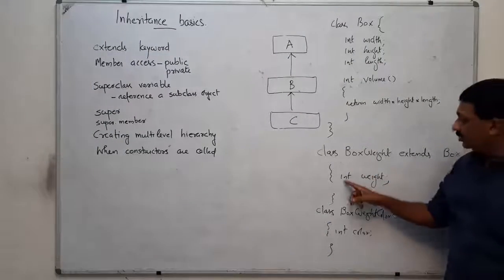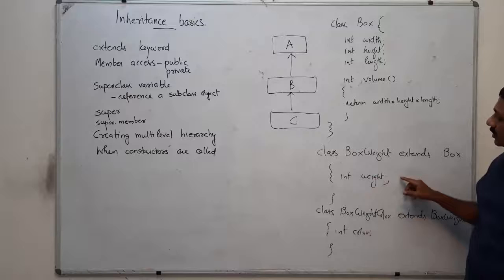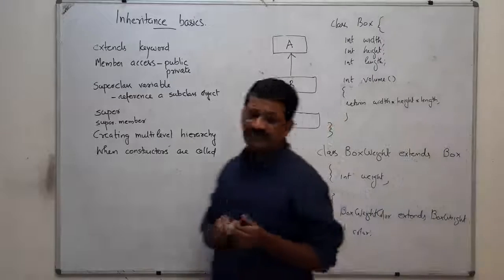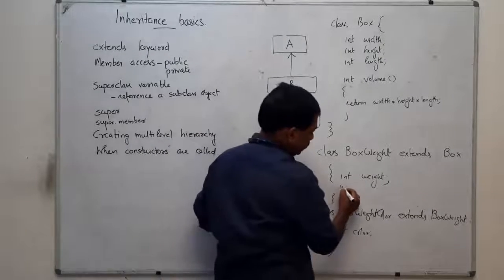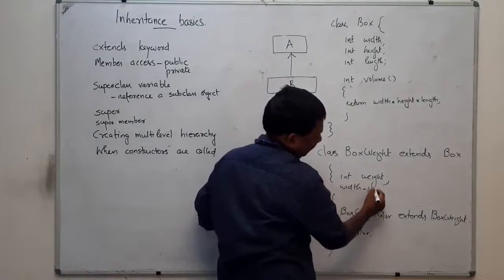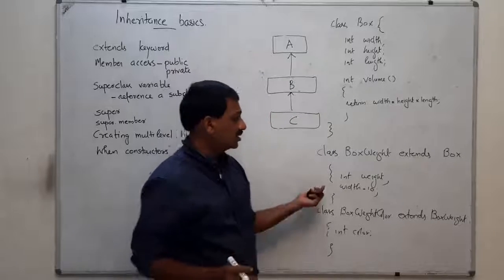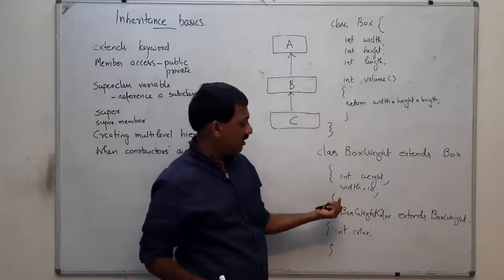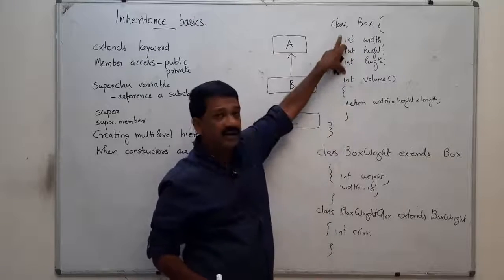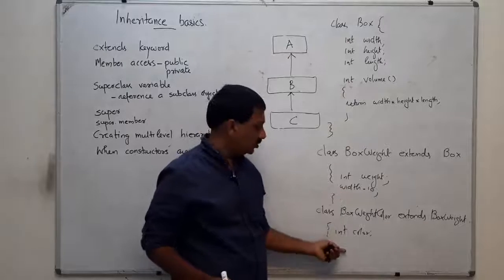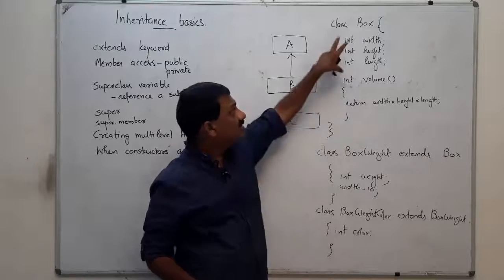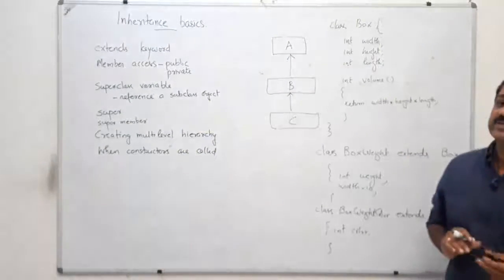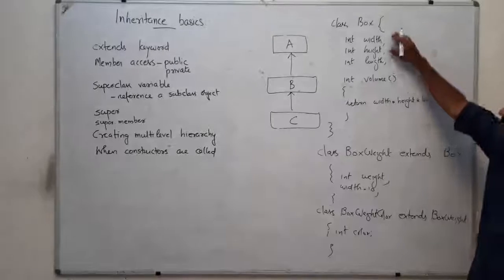That means here you can use int weight is equal to something, then width is equal to something. So if you have a statement like width is equal to 10, what will happen? Nothing wrong, because here BoxWeight is extending the property of Box, and all of the variables which are defined in Box are accessible here. You should note that only public variables can be accessed. Here these are all public.